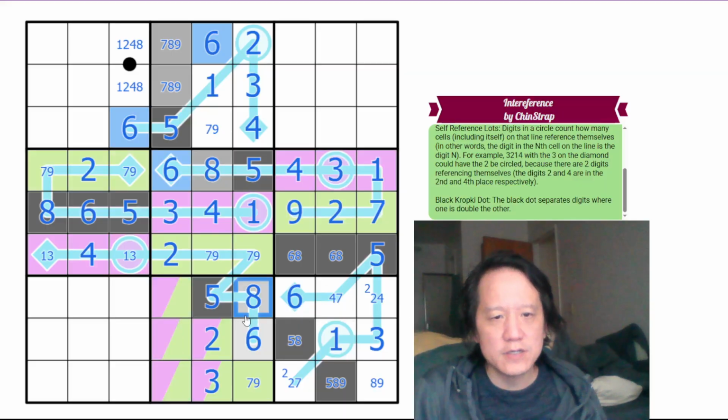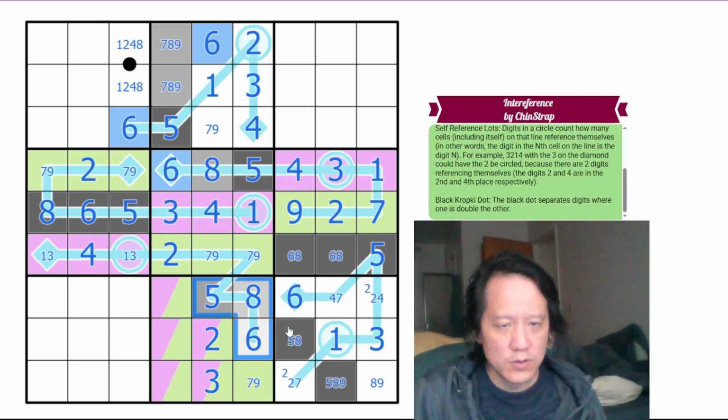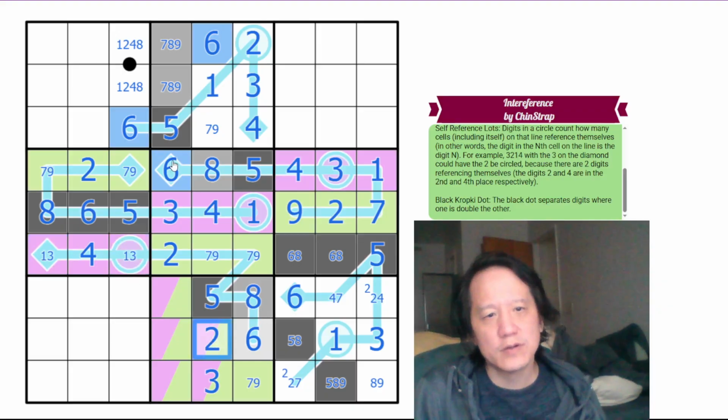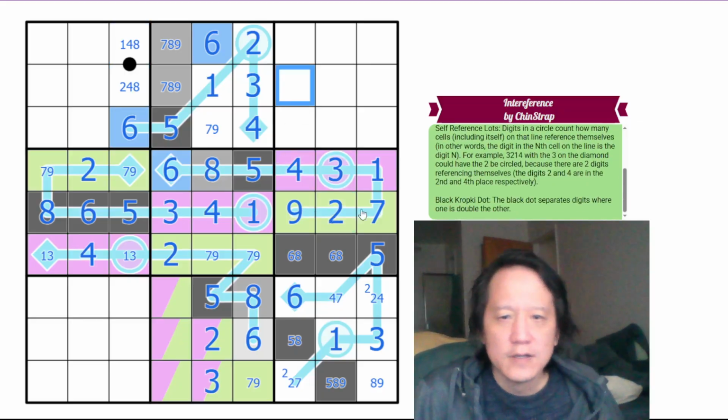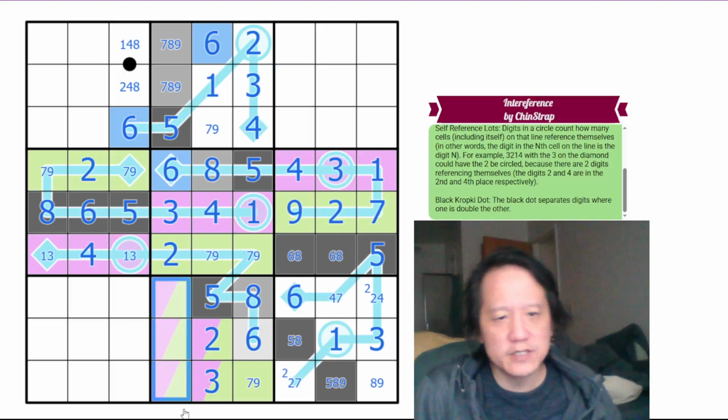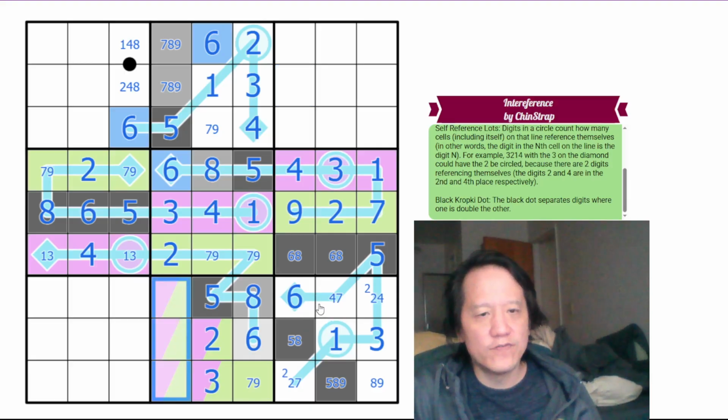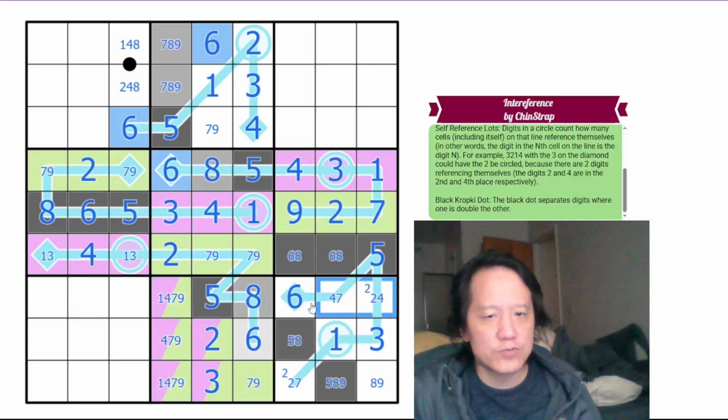Remaining digits in... So how many are self-referencing here? 8 self-referencing. And 1 and 3 could be. Okay. This can't be 2 because of the 2 in the row. This can't be 1 because of the 1 in the row. Remaining digits in column 4. We have 1, 4 with 7 or 9. 1 cannot be here. 4 is one of these digits, so this cannot be 4.